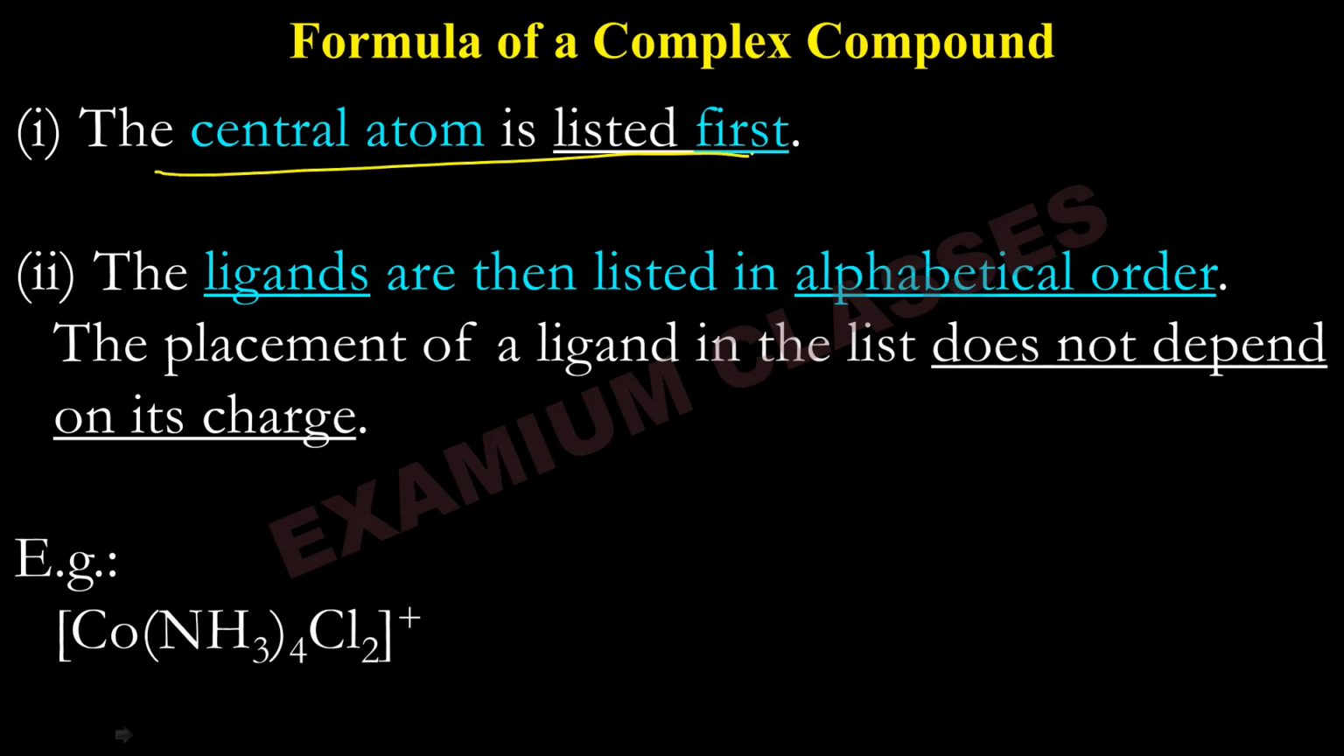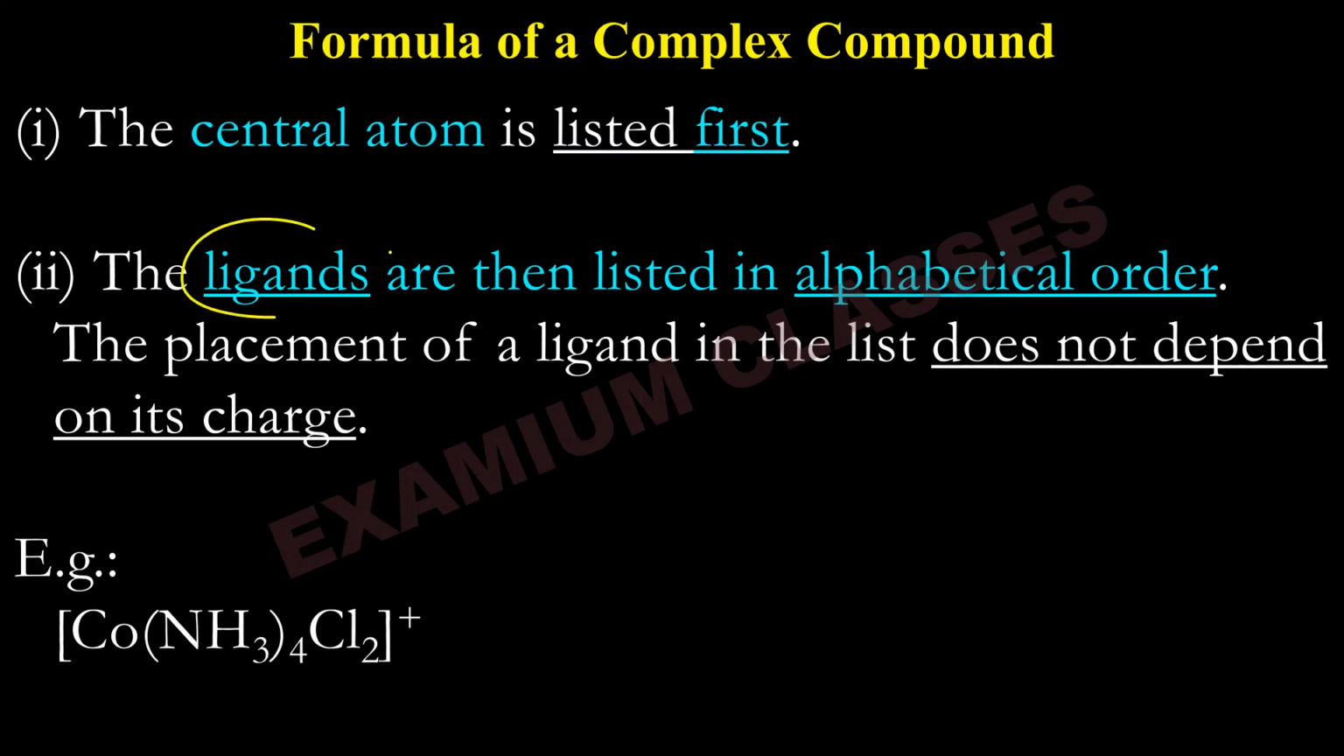The central atom is listed first. Remember, I am talking about the formula, I am not talking about IUPAC naming. In case of naming, it will be different. The central metal will actually be named almost at the end, every time. But here, the central atom in the formula comes first. For example, Co comes first. Do you remember that? So first the central metal atom is written.